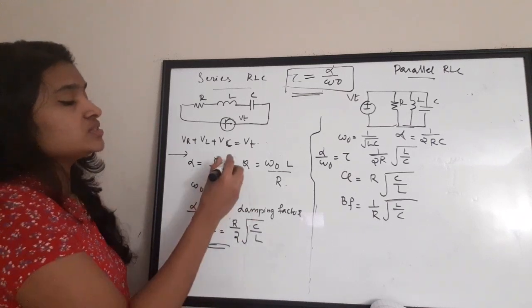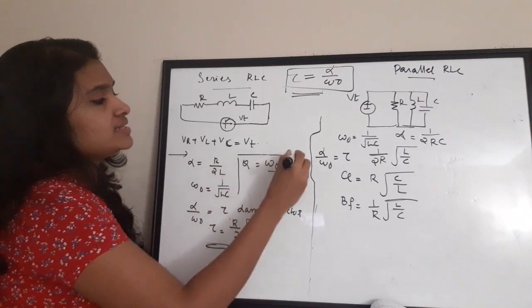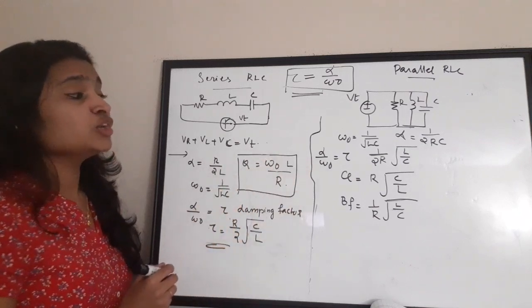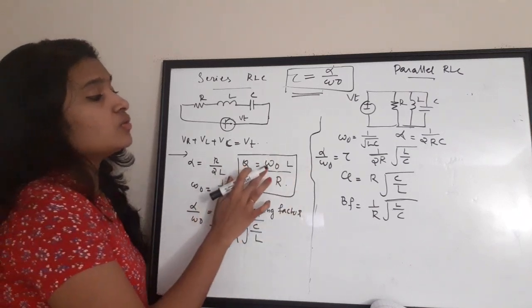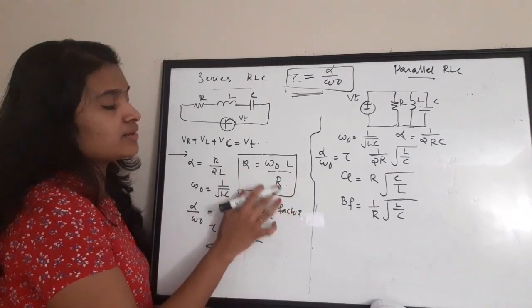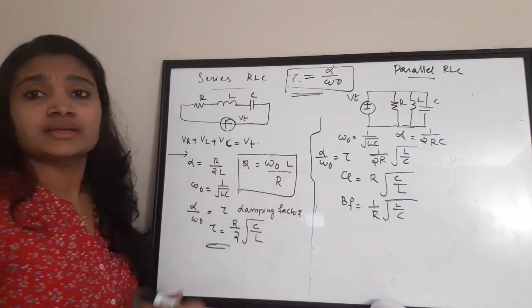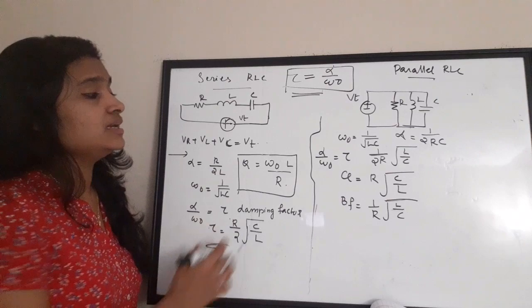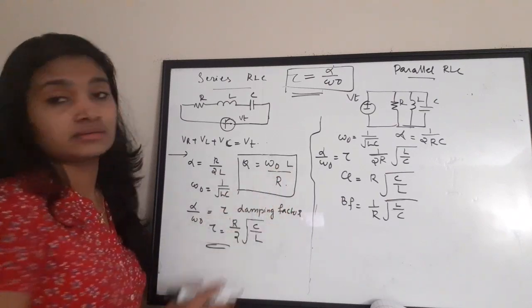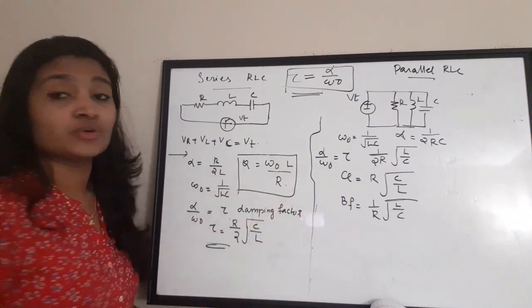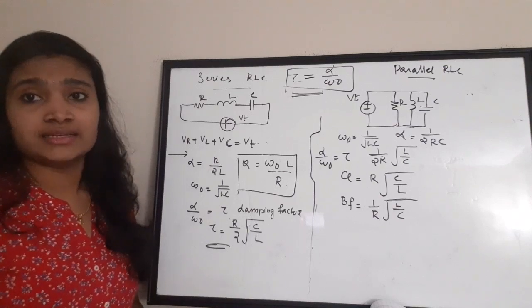Also, the quality factor for a series connection is obtained as Q is equal to omega 0 into L by R, where omega 0 is the resonance angular frequency, into L by R is the quality factor for a series RLC network.